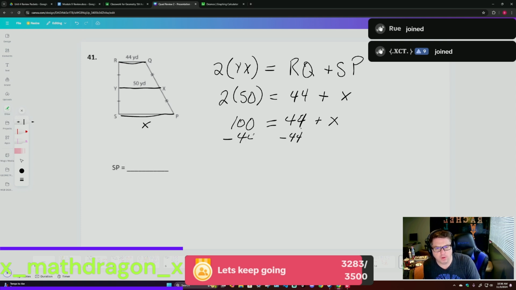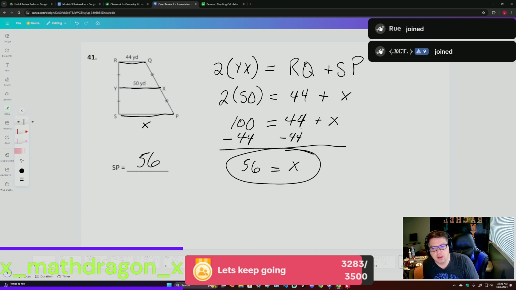excuse me, subtract 44 from both sides. I'm left with X, and that would be 56. So X equals 56. And once again, this could be something else, and we just have to plug it into X to figure out that full length. All right.